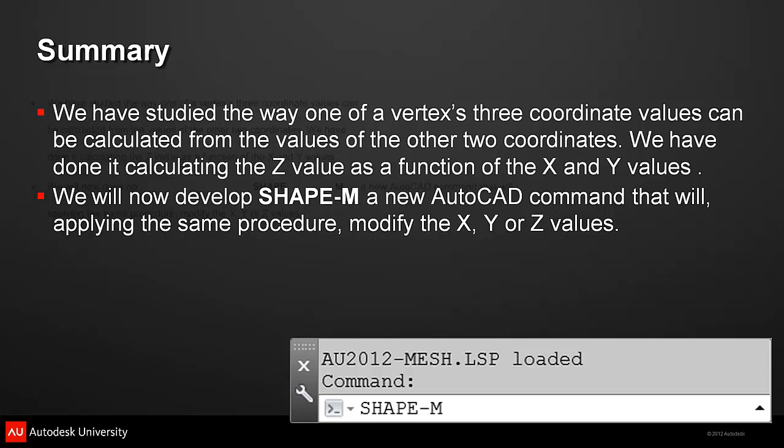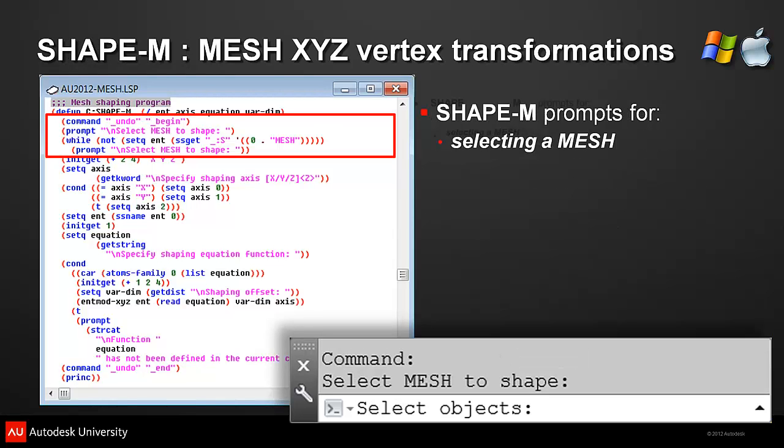Welcome to the new ShapeM command. The ShapeM command includes a command line user interface that will prompt the user for the necessary information. Once this information is input, it will call the endmod-xyz function, which is a variation of the endmod-z function we explained in Module 6.